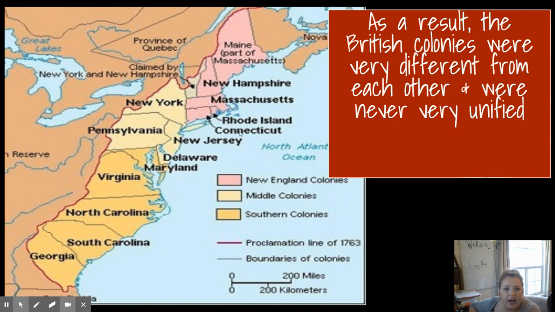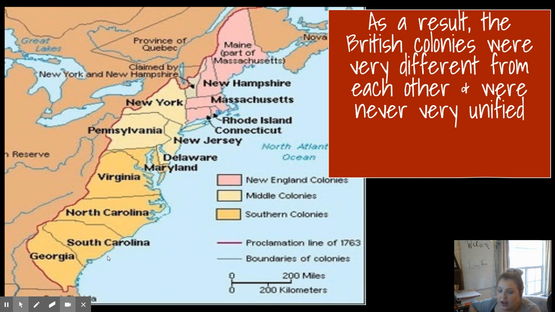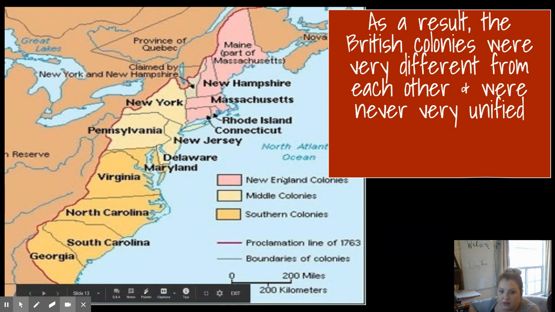So we kind of categorize them into three groups. You have the New England colonies. These New England colonies are going to be focused on family life. You have the middle colonies, which are much more focused on trade and influenced by the Dutch. And then you have the southern colonies, which are joint stock colonies. They were established and run like a business.